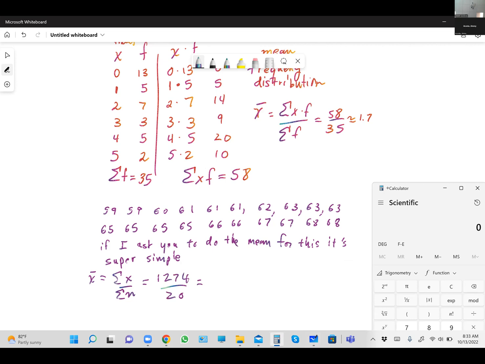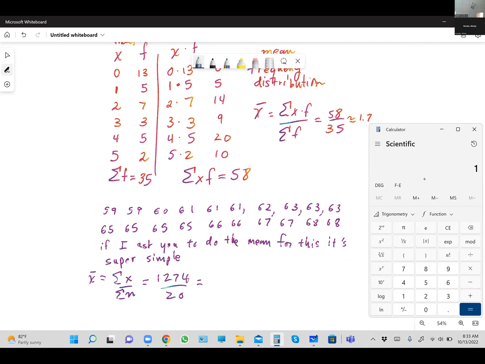That feels a lot better. That height feels better because I could tell it can't be 61 by looking at the numbers. It has to be much higher. I'm getting 63.7. I will do it quickly on my phone.